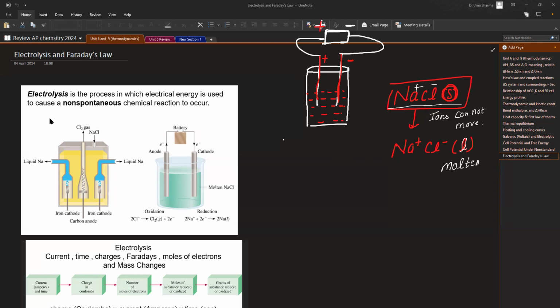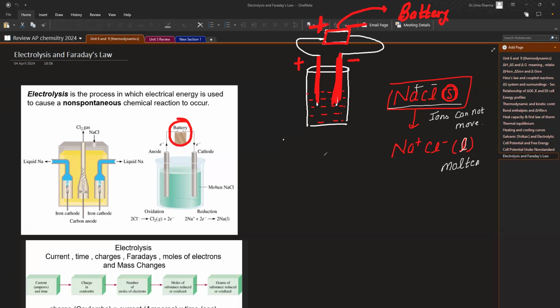Check the charge on this electrode. What is the charge on this electrode? Positive. Check the charge on this electrode. What is the charge? Negative. Why is it so? Why do they have these charges? Because they are connected to the positive and negative terminals of the battery. We all know that batteries have two terminals.